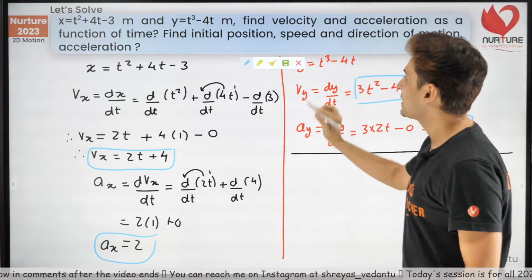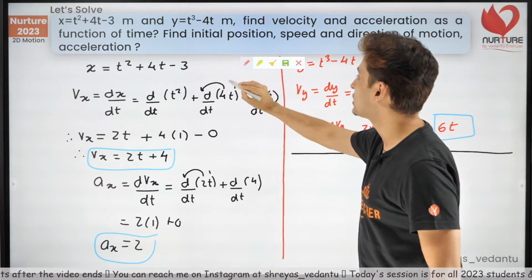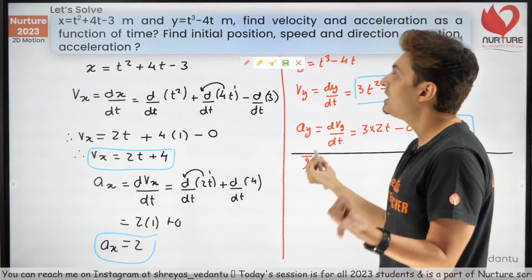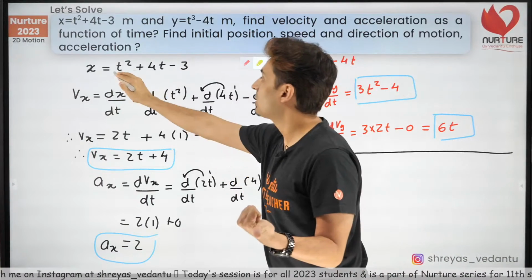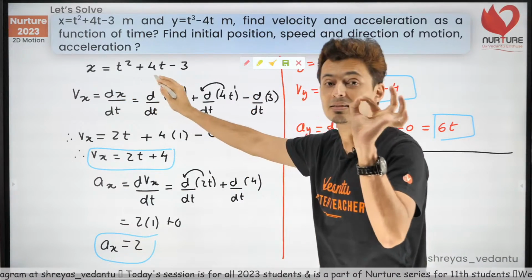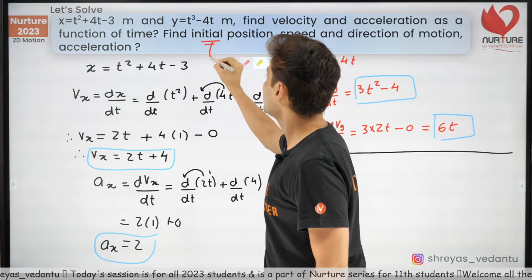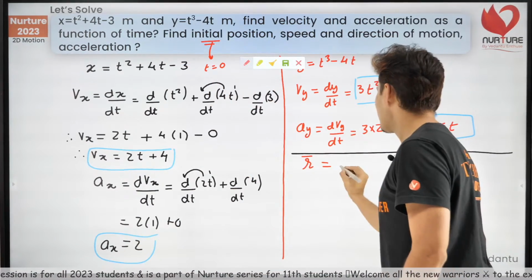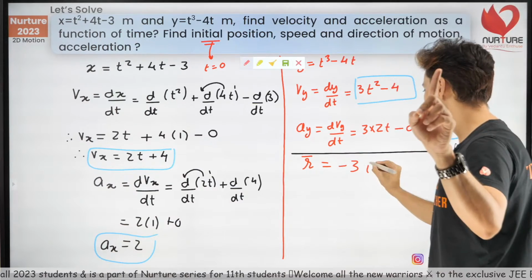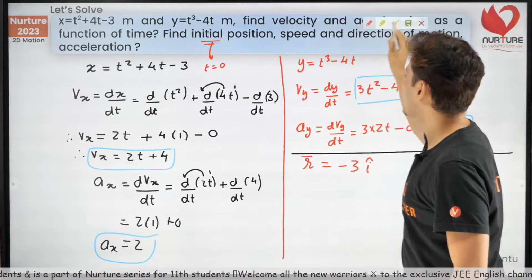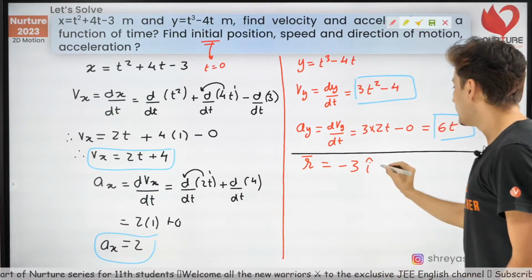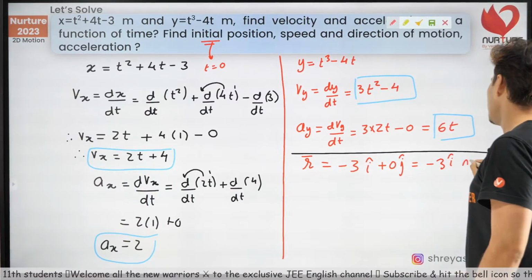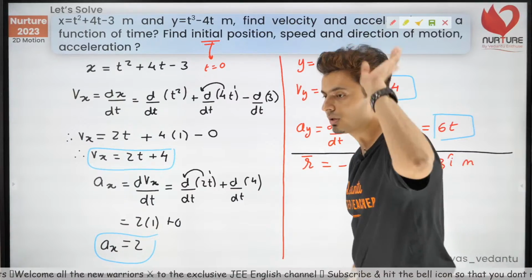Okay. Next, find initial position. Initial position means, what is the initial coordinate? Look at that. Put time. Initial means time is 0. Just put it and see what you get. You will get minus 3 as the x coordinate, that means minus 3 i cap. And put time as 0 in y. You will get 0 j cap. So the answer is minus 3 i cap meters. So that's the initial position.